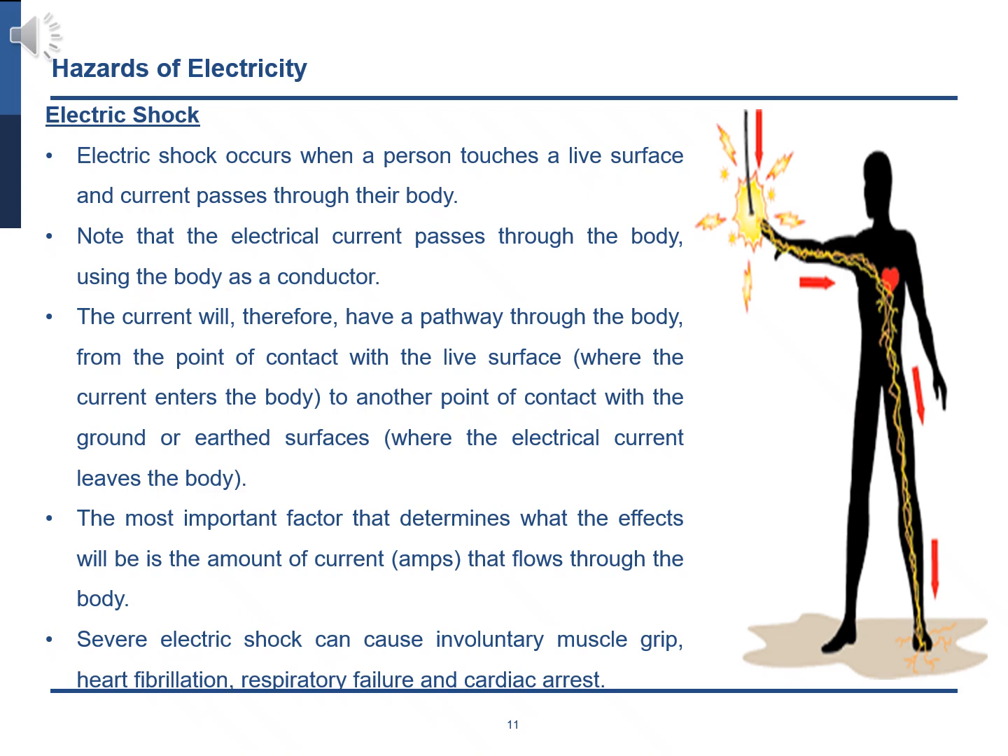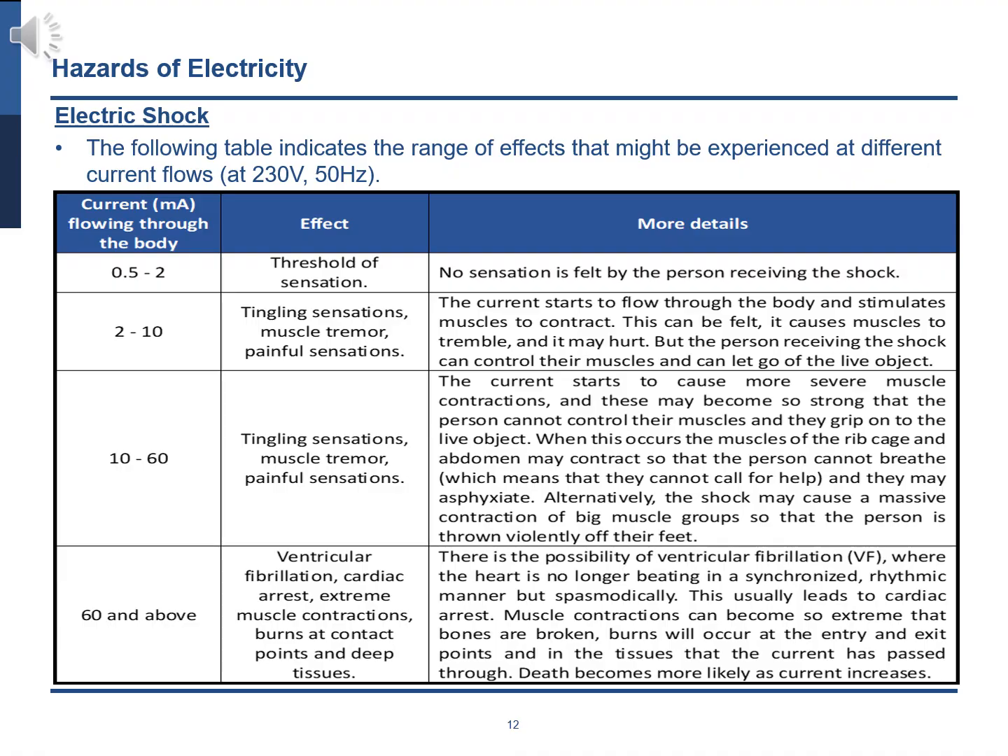Severe electric shock can cause involuntary muscle grip, heart fibrillation, respiratory failure, and cardiac arrest. The following table indicates the range of effects that might be experienced at different current flows, at 230 V, 50 Hz. 0.5 to 2 mA: at this level, the current is generally perceptible. You might feel a slight tingling sensation, but it is not harmful. This is often referred to as the perception threshold.